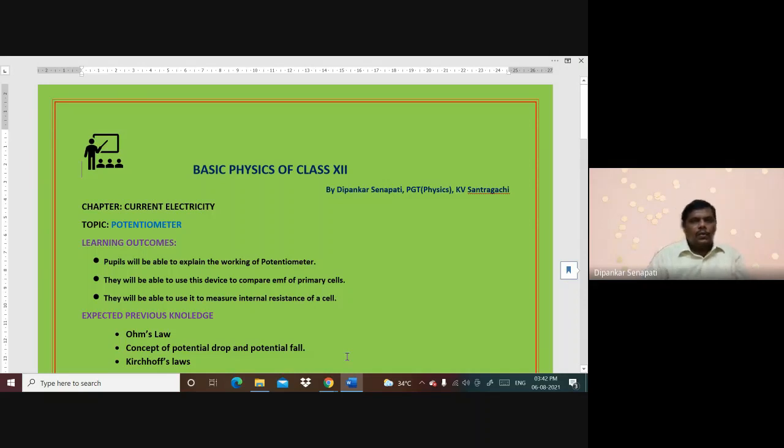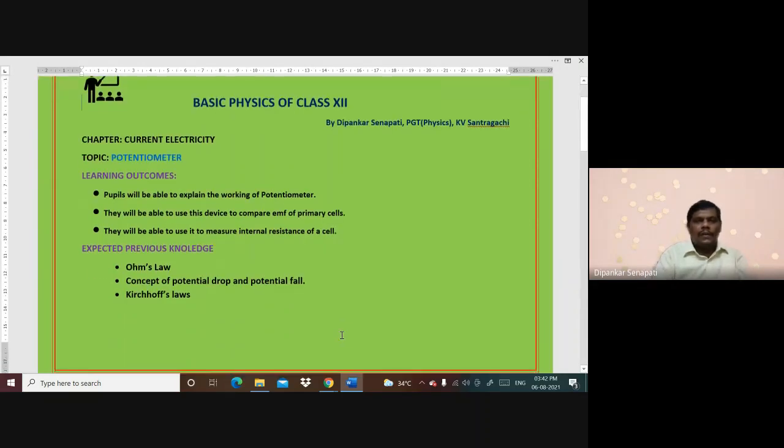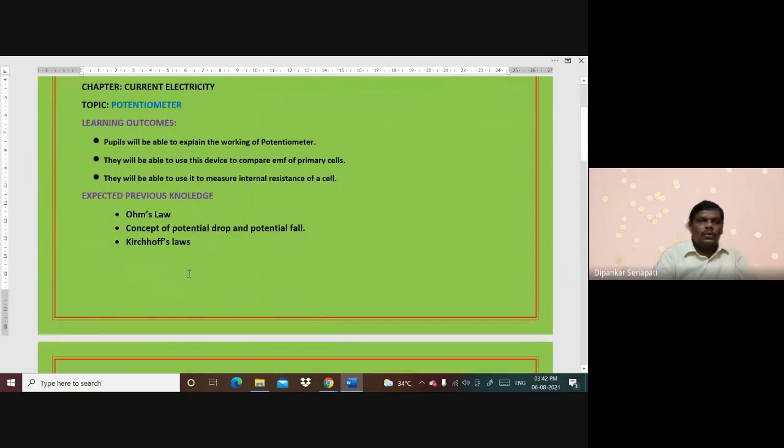Dear students, I hope you are aware of these facts, that is Ohm's law, the concept of potential drop and potential fall, and you are well aware of Kirchhoff's law. Kirchhoff's law means that summation of I is equal to 0 at a junction, and summation of potential changes in a closed loop is equal to 0.